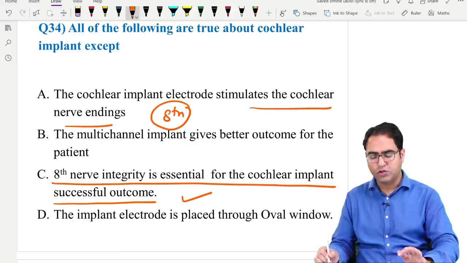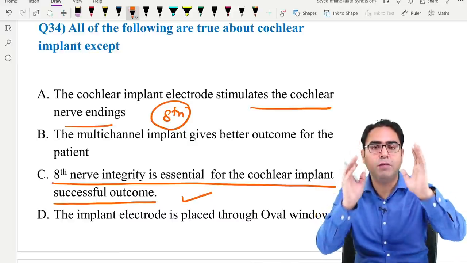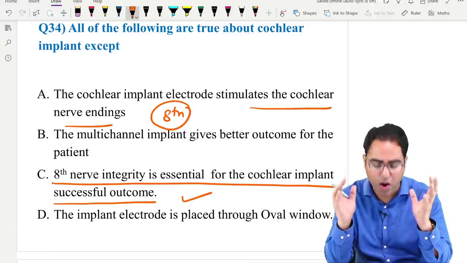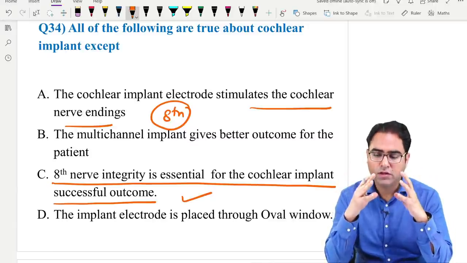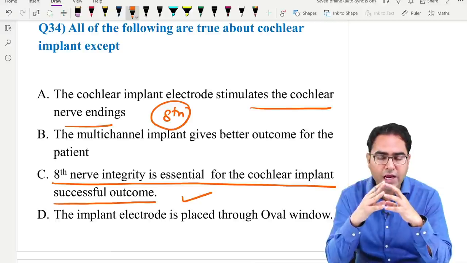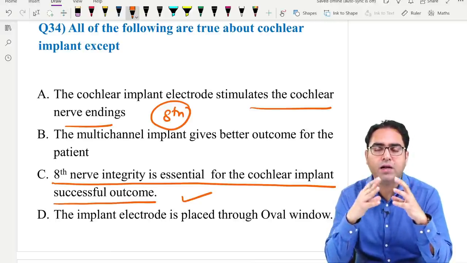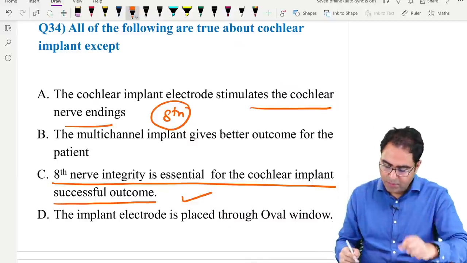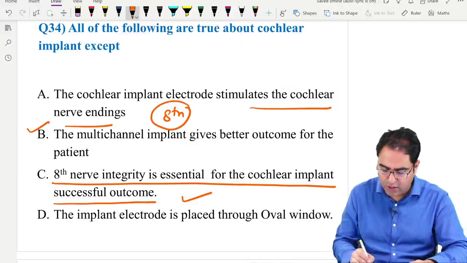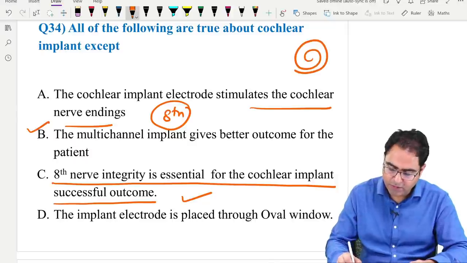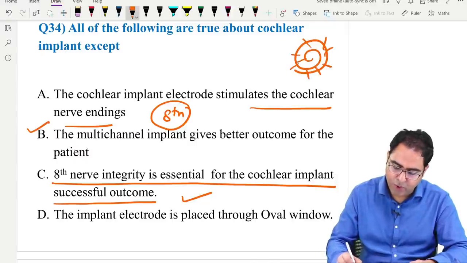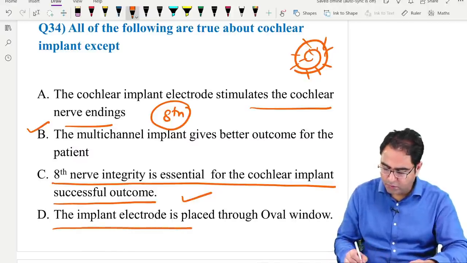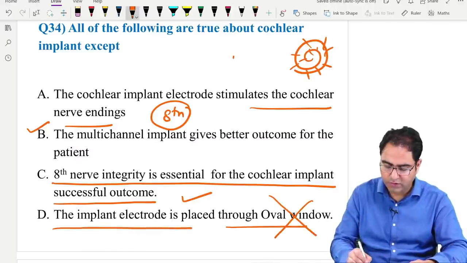This is an important question, beta. What should you be establishing before you do the cochlear implant surgery? The 8th nerve has to be normal because the design of the implant is that it is going to do electrical stimulation of cochlear nerve endings, beta. Multi-channel implant gives a better outcome for the patient. Correct, beta. Multi-channel means it has 22 different points of stimulation. The implant electrode is placed through the oval window. Wrong. The answer is D, beta.